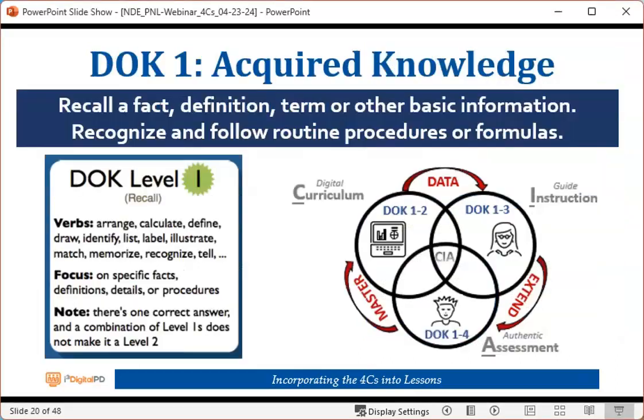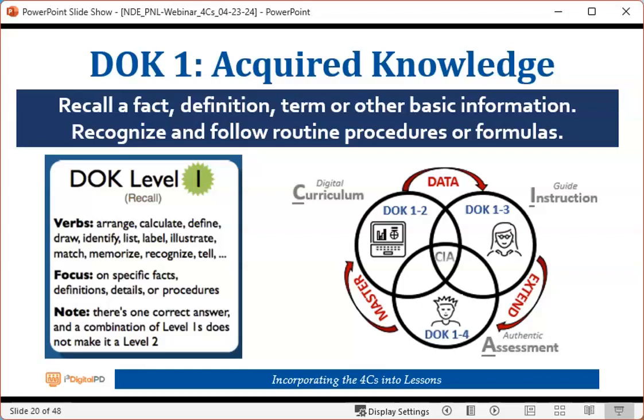All right, so let's talk briefly about 1. Notice over on the far right there is, again, our CIA, curriculum, instruction, assessment. I really want you to think about where that 1 is. That 1 is in all 3 levels. DOK level 1 is all about acquiring knowledge, requiring facts, definitions, terms, other basic information. It's about recognizing and following routine procedures and formulas. So basically there is one right answer when we're talking about DOK level 1.